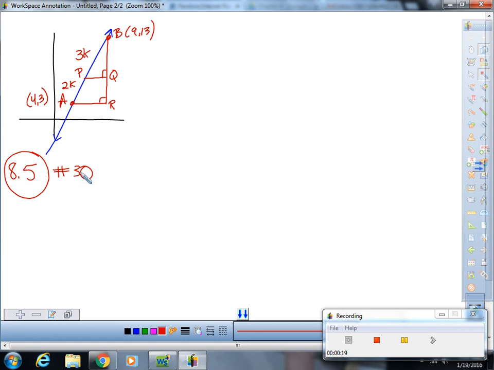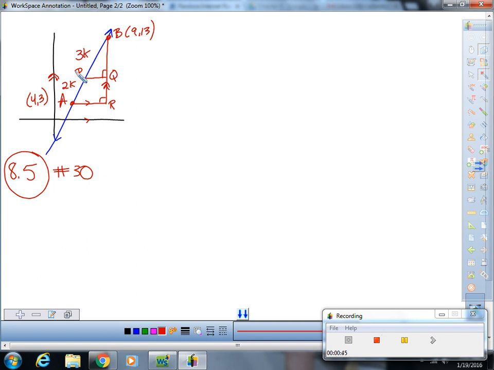It says, in the diagram, BR is parallel to the y-axis, and AR is parallel to the x-axis, okay? So these are parallel, and these are parallel. Then it says point P divides AB in the ratio of 2 to 3. So that's what these 2K and 3K from the picture mean. Find the coordinates of R and Q.